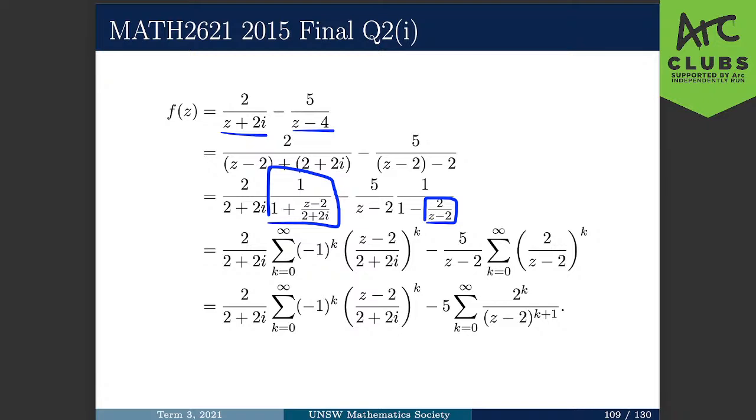Because in each case, the reason why we manipulate it like this is we have to make sure that the ratio, so (z minus 2) divided by (2 plus 2i), which is equal to (z minus 2) over root 8, I want this to be less than 1.